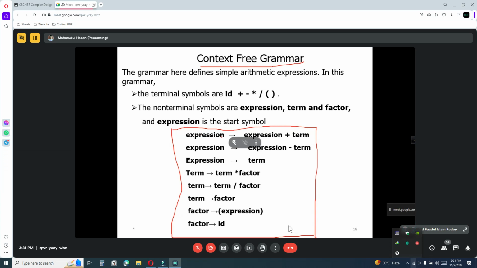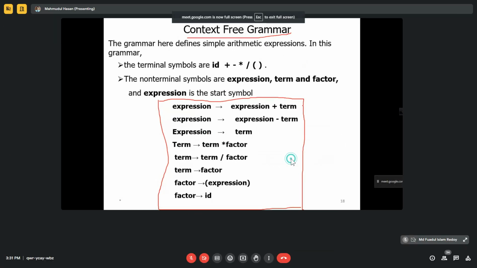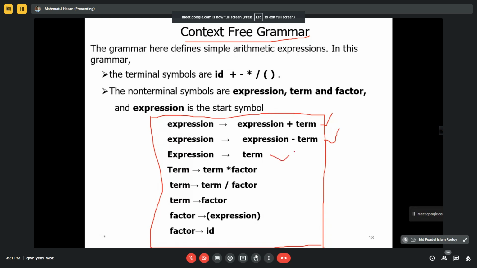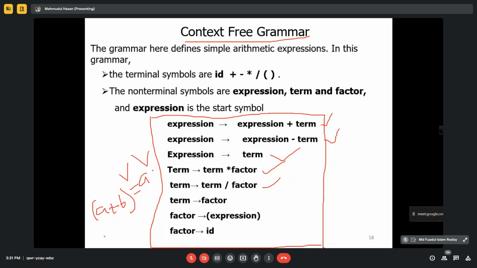So this is context-free grammar, and this one is known as a production rule. Or suppose (a + b)² = a² + 2ab + b². I think all of you are very much familiar with this formula. Here a and b are symbols. Those symbols are used here to represent this formula. So if you want to express this formula, you need to take help of some symbols.